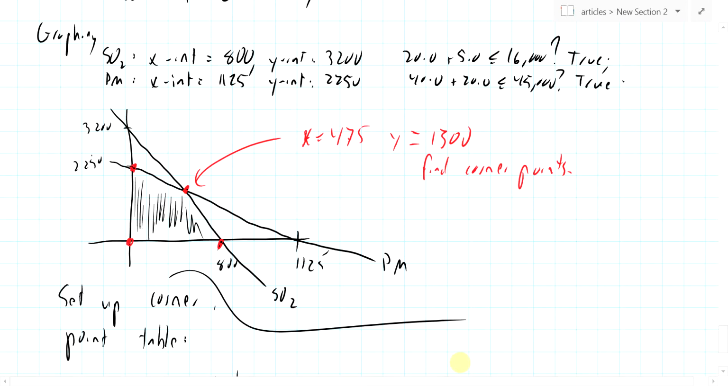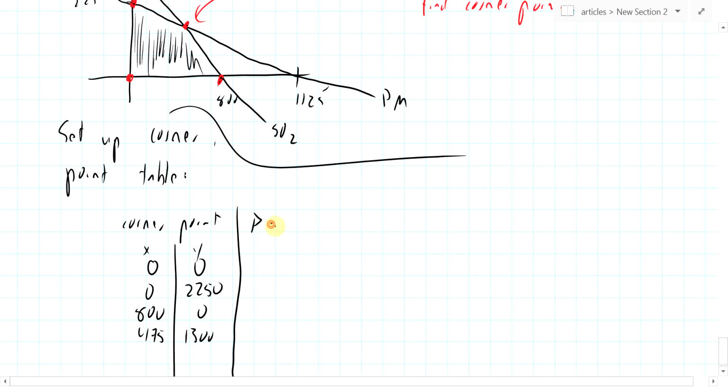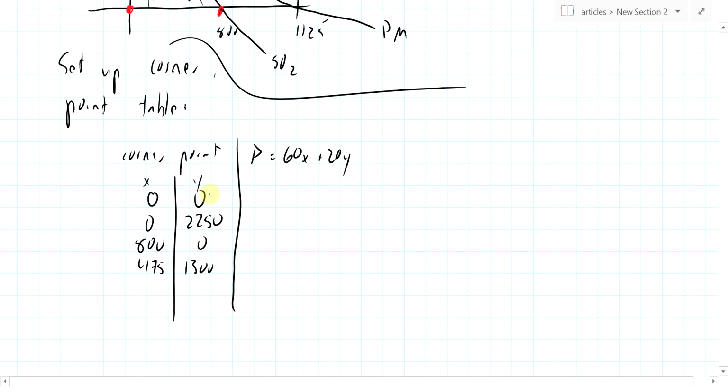That's our profit function. This is what we try to maximize, 60x plus 20y. So, if we plug in x equals 0, y equals 0, you get no profit if you make nothing. That's nice because it makes sense. If we plug in x equals 0 and y equals 2250 into here, we get 45,000. Remember, that's 45,000 cents, right? So that's actually $450 a day in profit. That's from just running the new one.